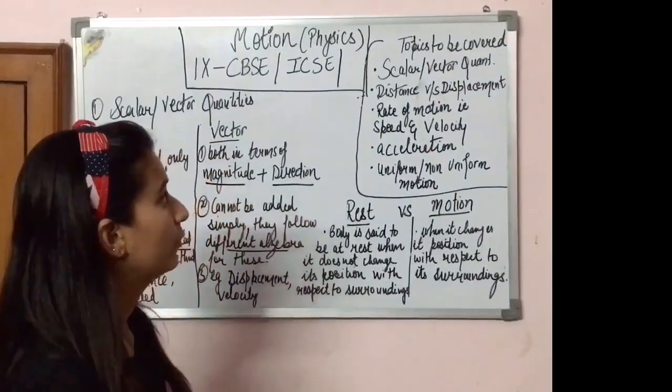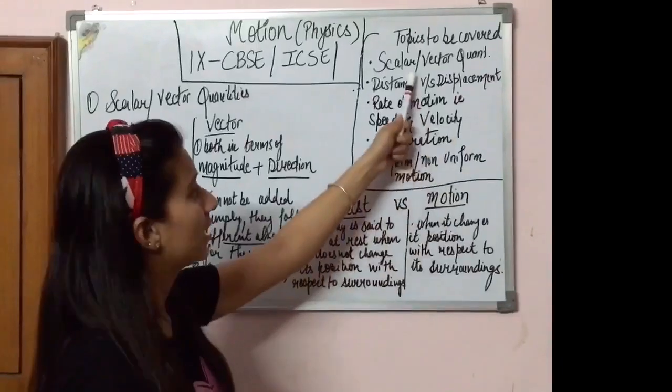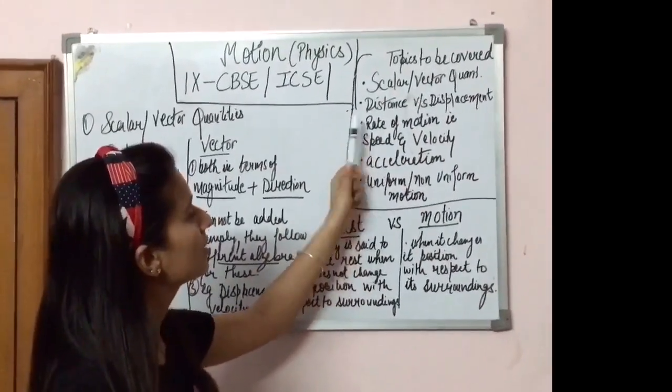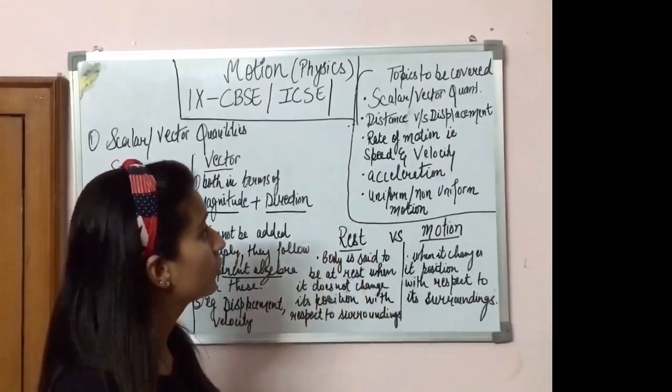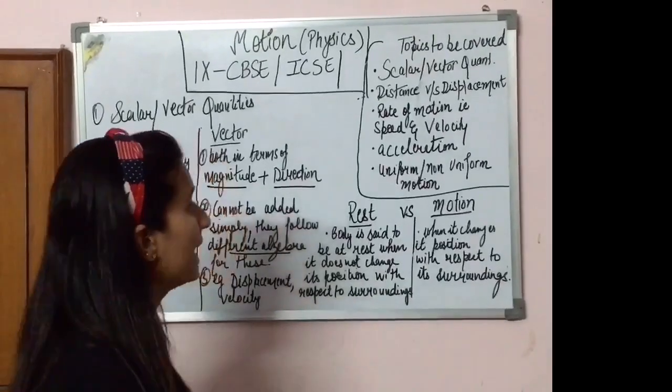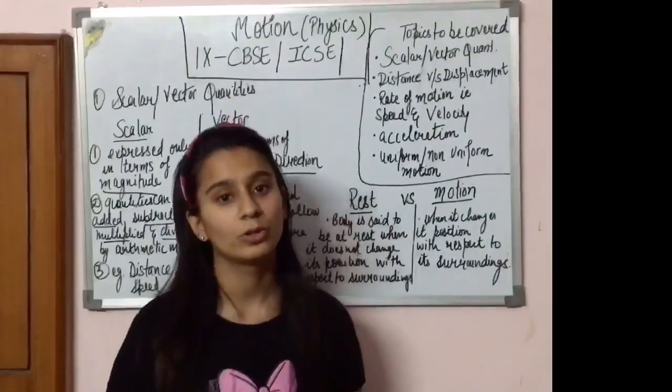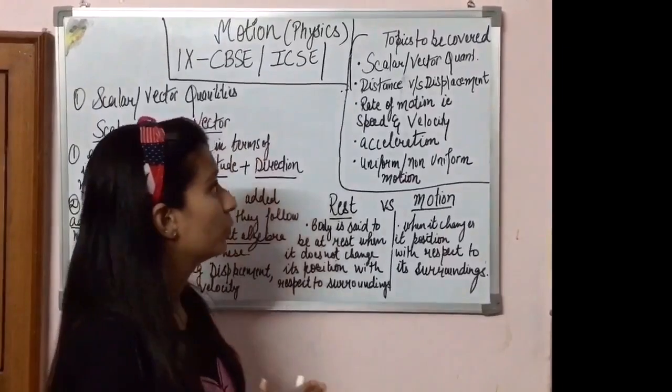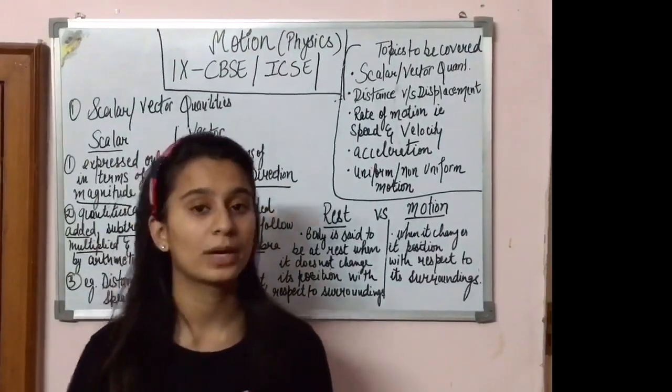So we'll be covering the following topics in our sessions: scalar and vector quantities, distance versus displacement, rate of motion, that is speed and velocity, acceleration, uniform and non-uniform motion. Today's session we will be talking about what are scalar and vector quantities.